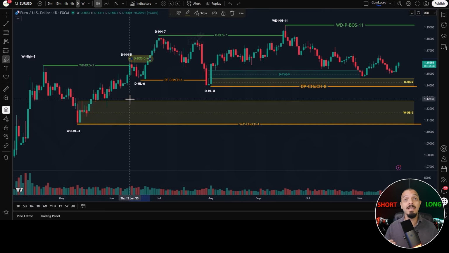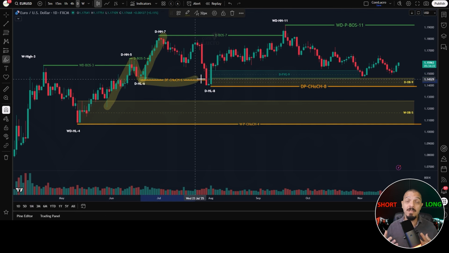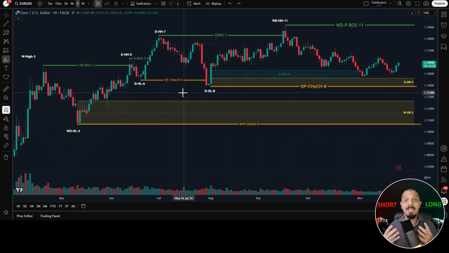After forming daily higher high 5, the market retraces and creates daily higher low 6. At this point, we also mark daily fake change of character 6, not because a reversal has been confirmed, but because the structure suggests that this level may eventually become the origin of a bearish shift. For now, the uptrend remains intact, and daily higher low 6 is simply the next higher low inside the structure.